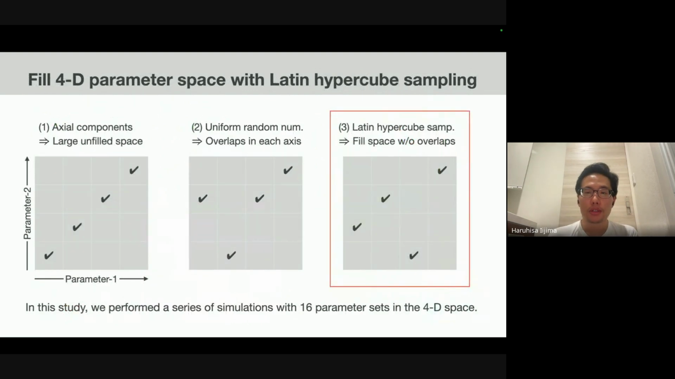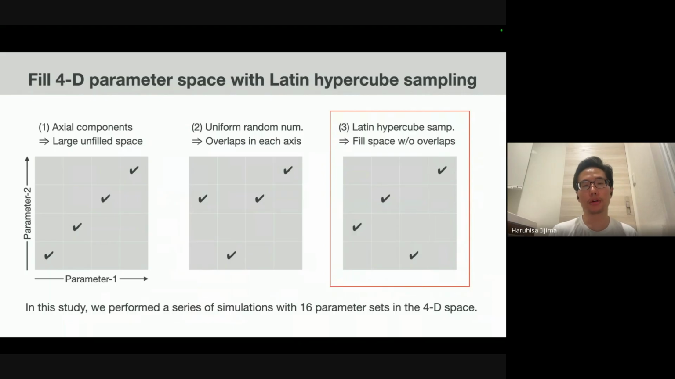But our numerical simulation requires a large computational cost. So we decided to use the Latin hypercube sampling technique. It is very important to fill in the four-dimensional or high-dimensional parameter space in a uniform way. If, for example, in the two-dimensional case, we choose only the actual component of the parameters, there is a large unfilled space.